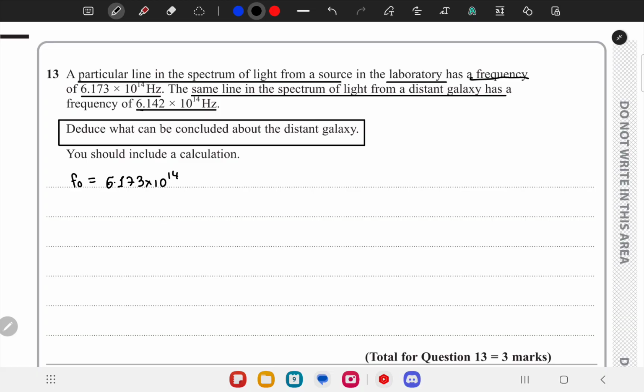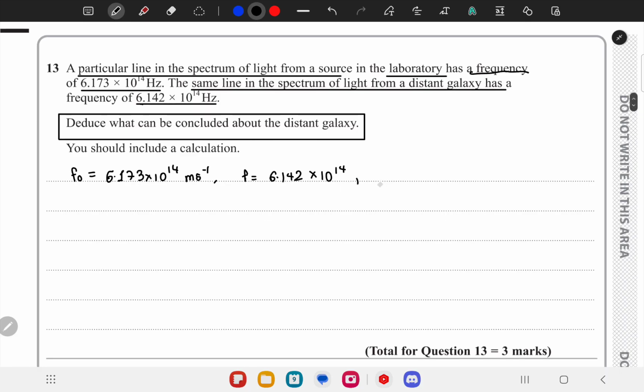So f naught is 6.173 into 10 to the power 14 hertz, and f is 6.142 into 10 to the power 14 hertz. Since the observed frequency is less than the original frequency, this is a redshift. So this is a redshift, which means that the object is moving away from us. We can find the velocity.